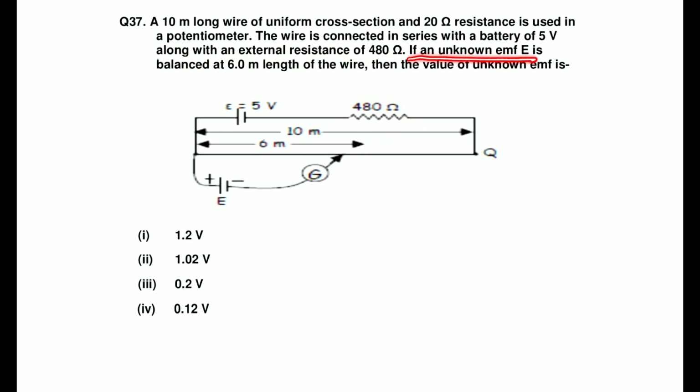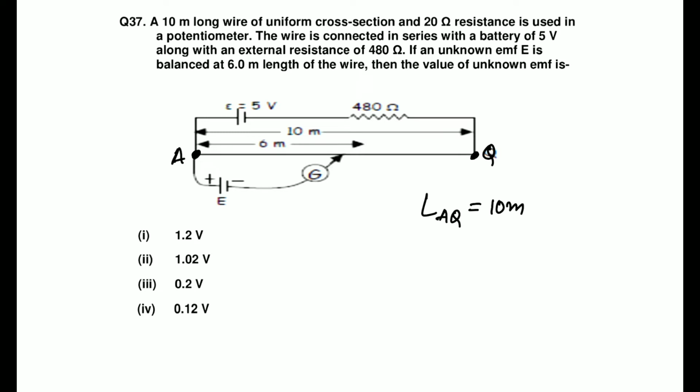If an unknown EMF E, the one we are talking about, is balanced at 6 meter length of the wire, then what is the value of the unknown EMF? Okay, let's write down everything that is given to us. So there is a 10-meter long wire. Let me say this is my A, this is my Q. The length of this AQ wire is 10 meter, it's given in the question.